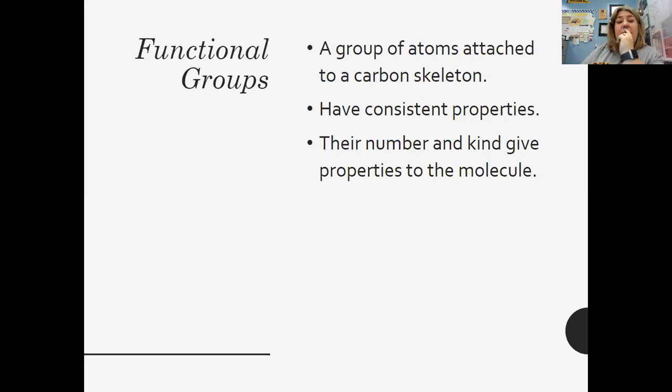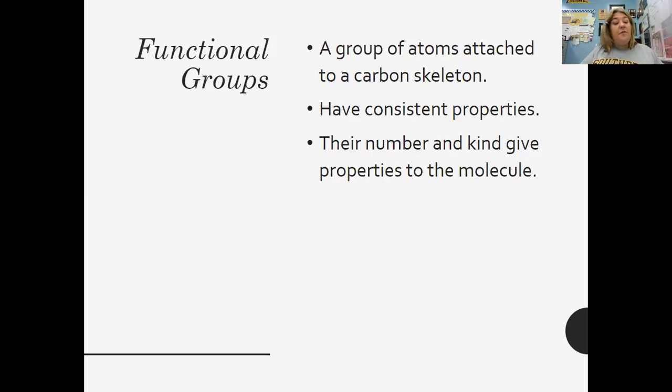Now I want to take a few minutes and talk about something called functional groups. A functional group is basically a combination of atoms that are put together and then attached to a carbon skeleton, and it causes that hydrocarbon to behave differently.